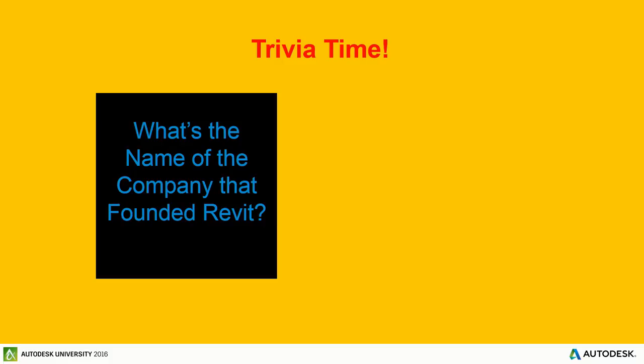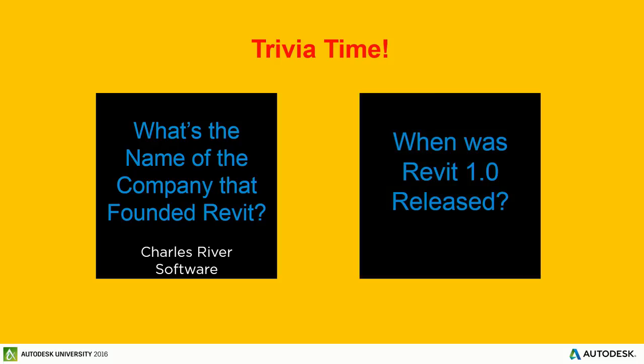Revit. That's word, Revit. Nope. Charles River Software. It's the original company. So the trivia question is this. When was Revit released? First version? 2000. Very nice. April of 2000. Oh, nice throw.